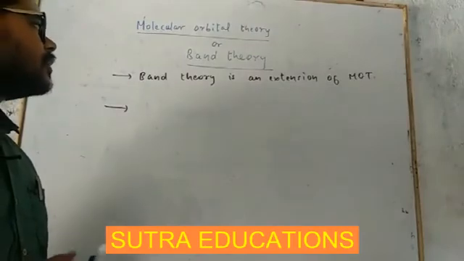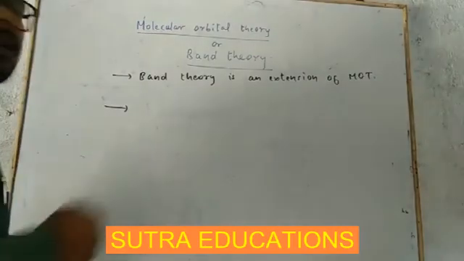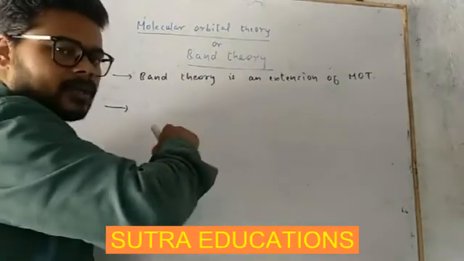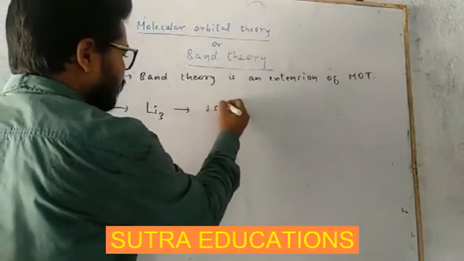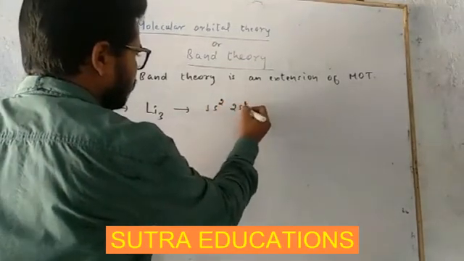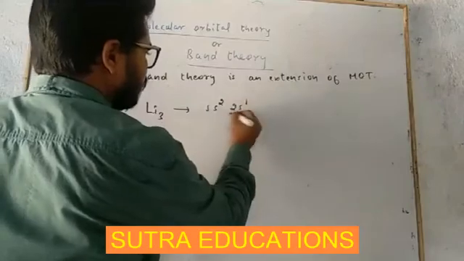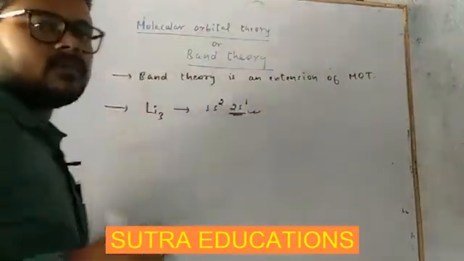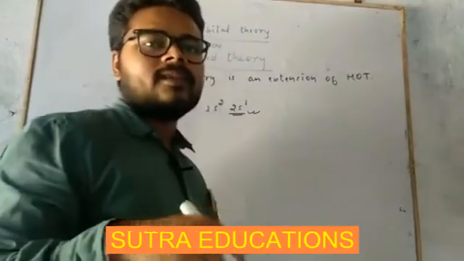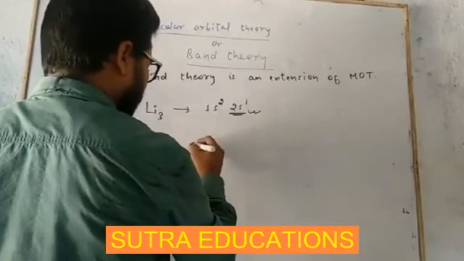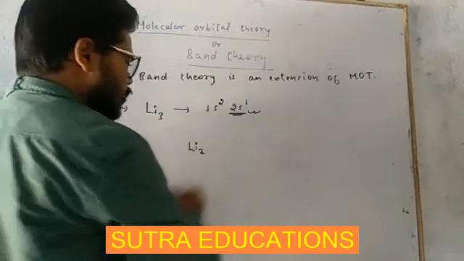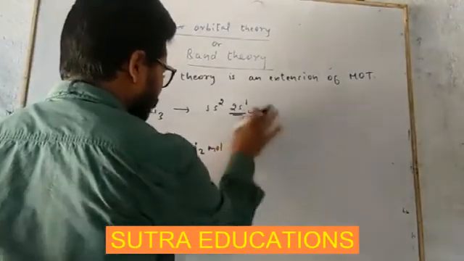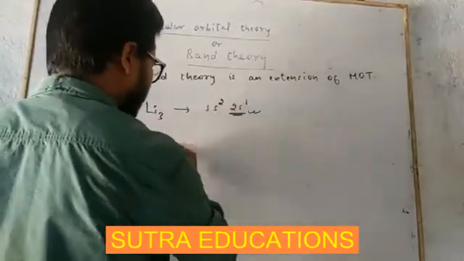I am taking the example of lithium. The atomic number of lithium is 3, so its configuration is 1s2 2s1. If this 2s1 of one lithium combines with the 2s1 of another lithium, like this, we get the Li2 molecule. I am taking the Li2 molecule.